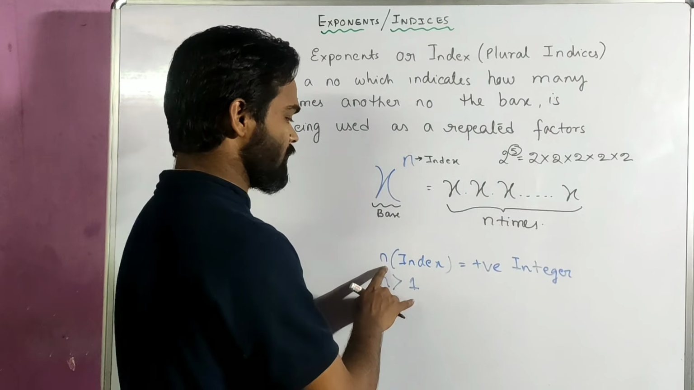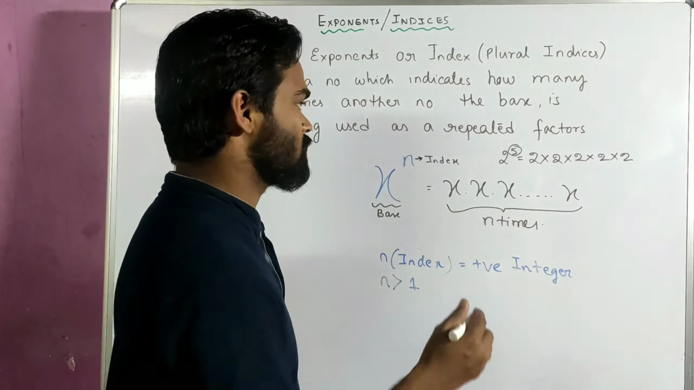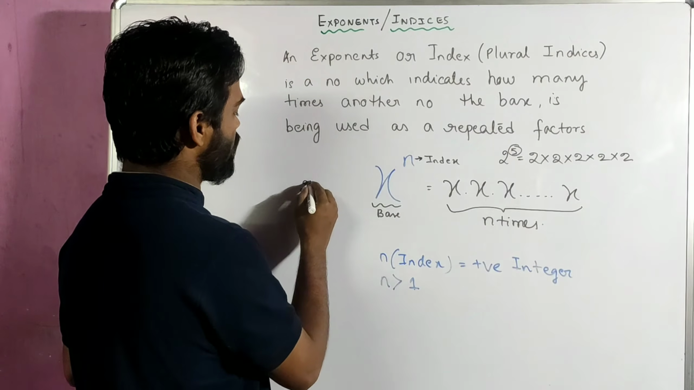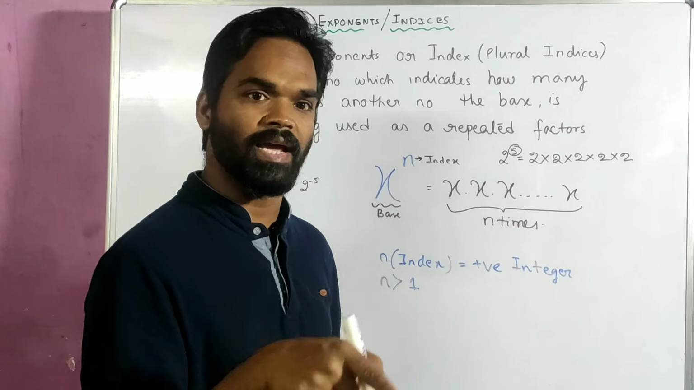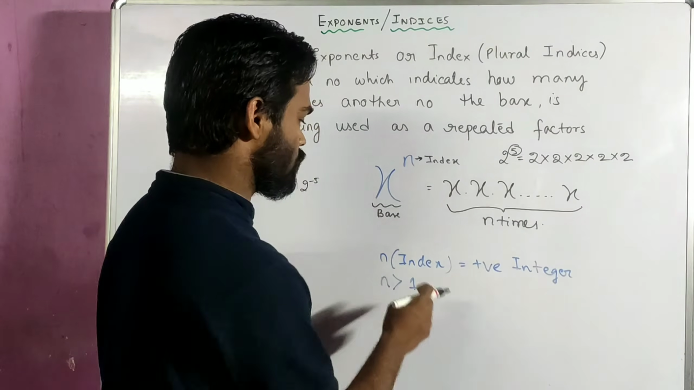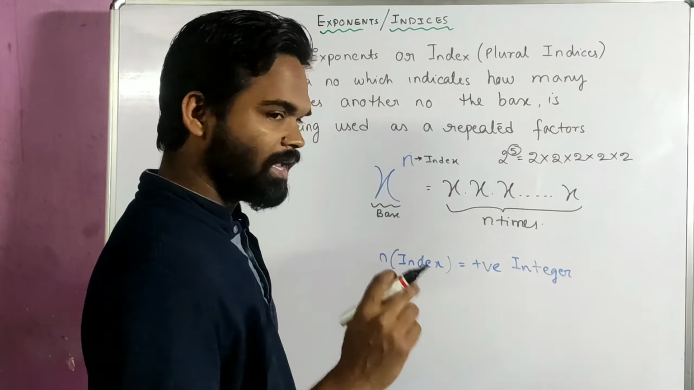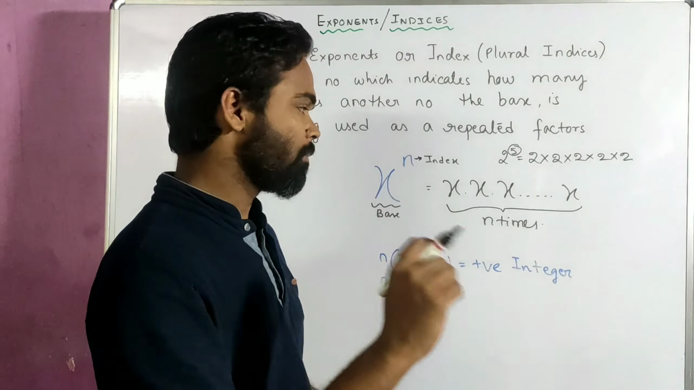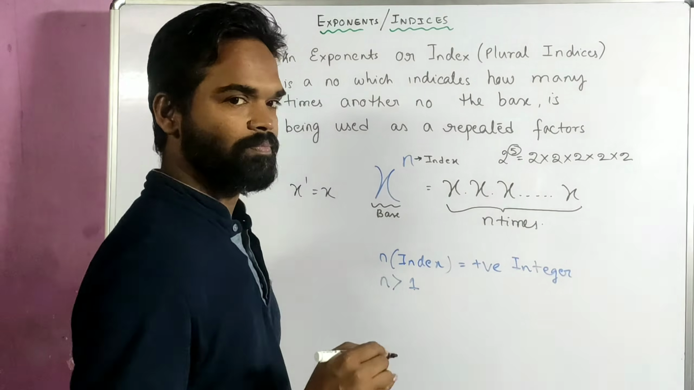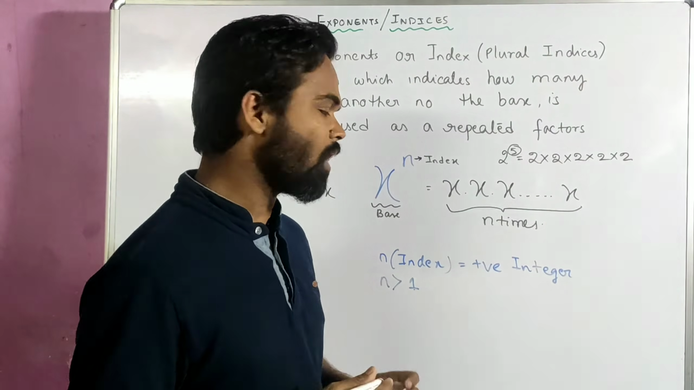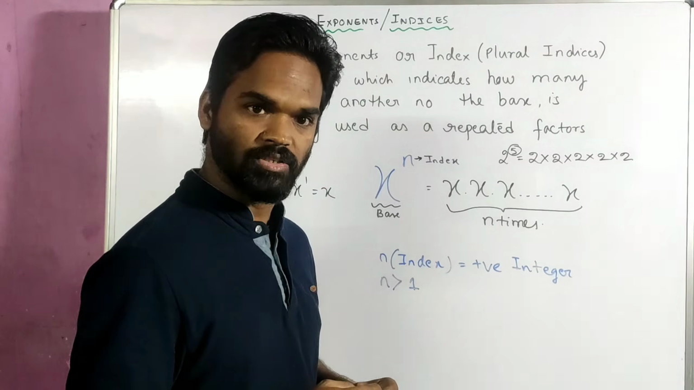We should know that your index is always a positive integer, because of course if I write 2 to the power minus 5, can you repeat 2 minus 5 times? Not possible. So your index is a positive integer and n is greater than 1, because we know x to the power 1 is x. Hence n is greater than 1 and n is always a positive integer.